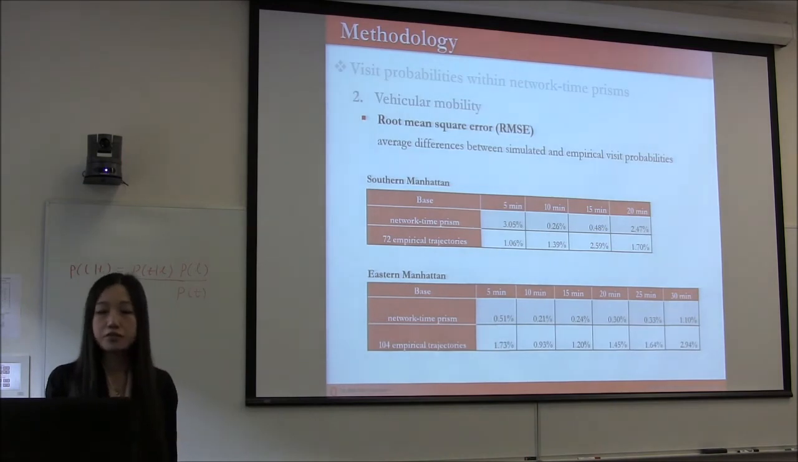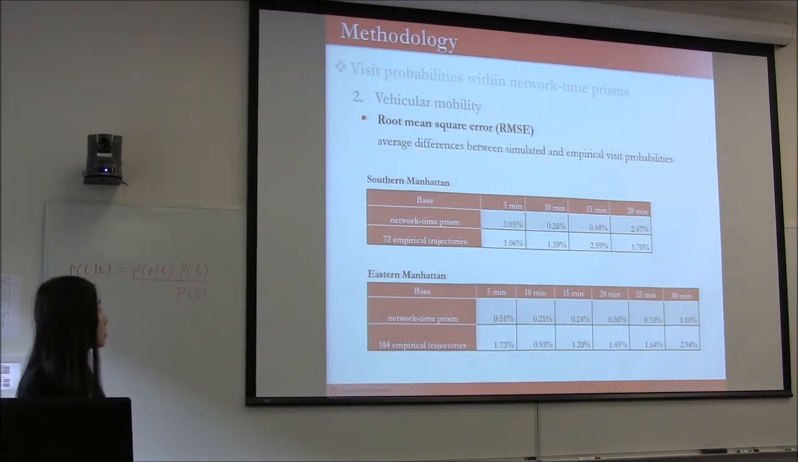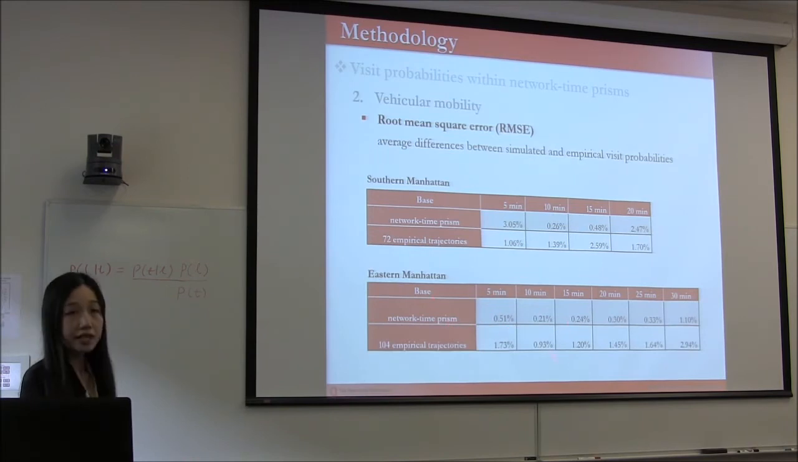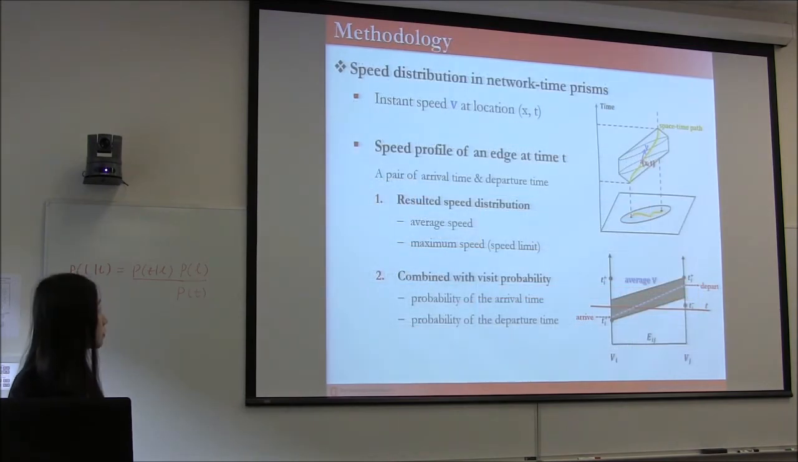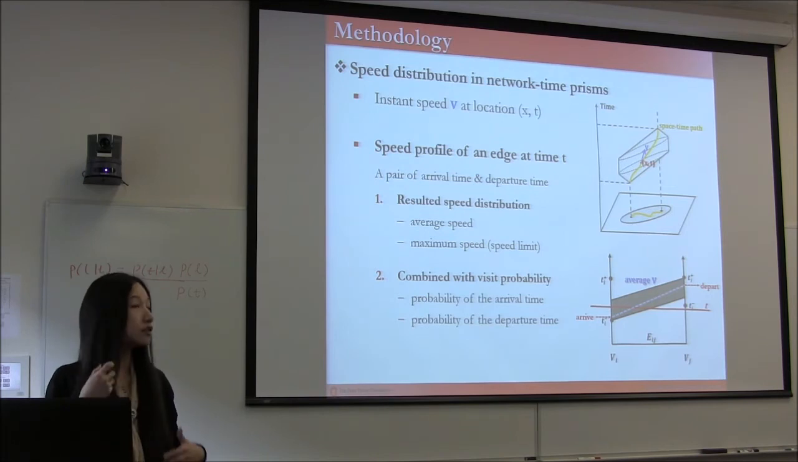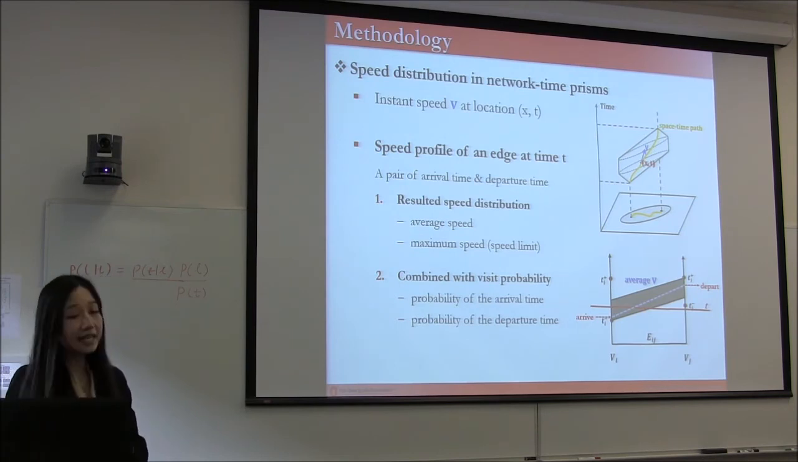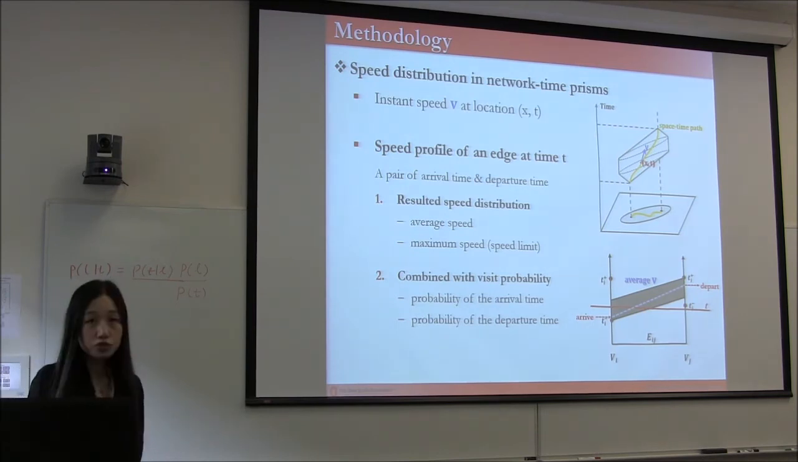We use the root mean square error to see the average differences between the simulated and the empirical visit probabilities. As you can see, the results here show a pretty good fit, which means our method can simulate probabilities that match the empirical probability pretty well. So that is for the visit probability. We get a good method that can match the real-world data pretty well. So the next step is the speed distribution.